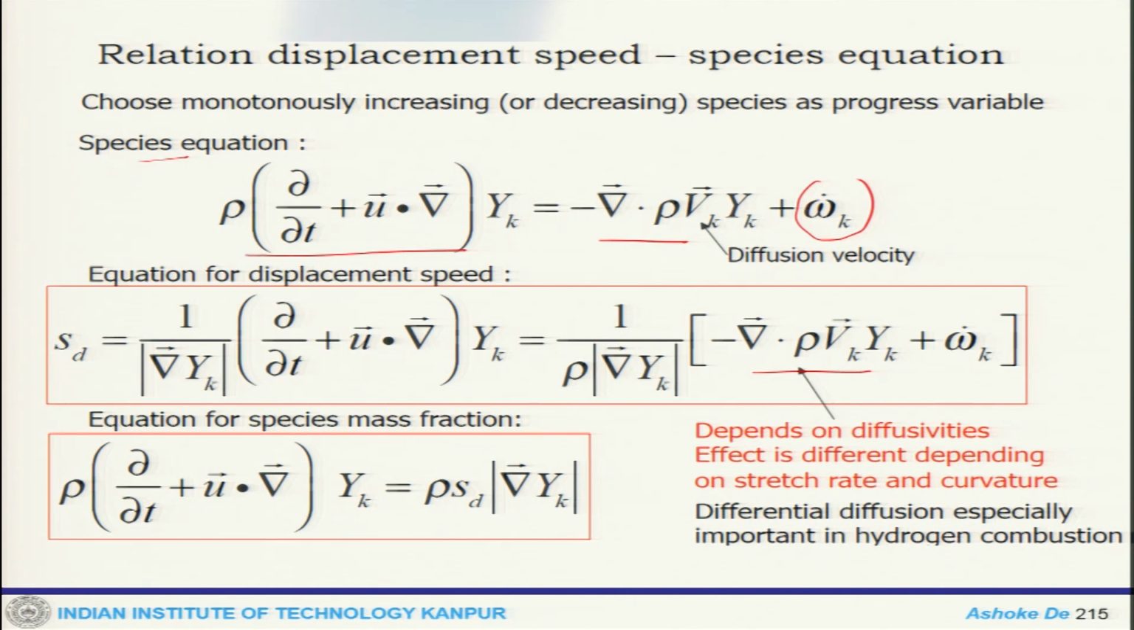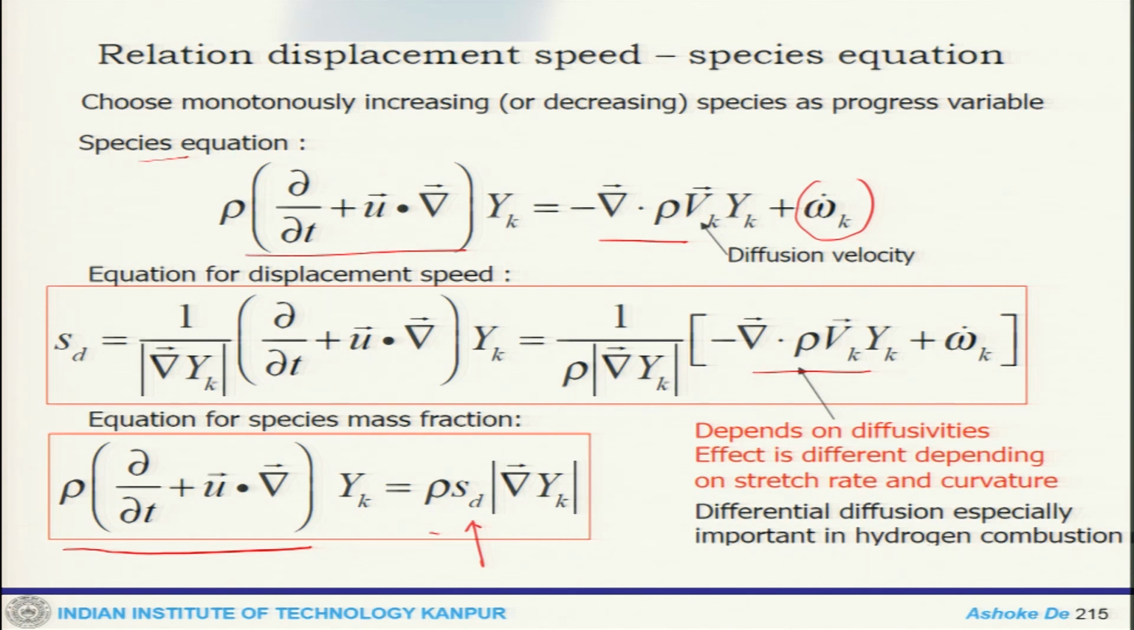So, now the equation of the species mass fraction. That will now become, this is the left hand side or the total derivative of that, and the right hand side one can express like rho SD. SD is our displacement speed, this is the displacement speed, and the magnitude of the species mass fraction variance.